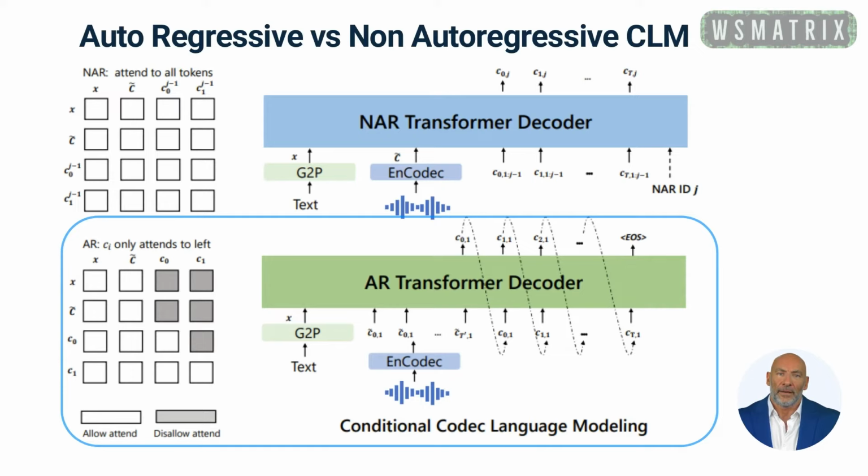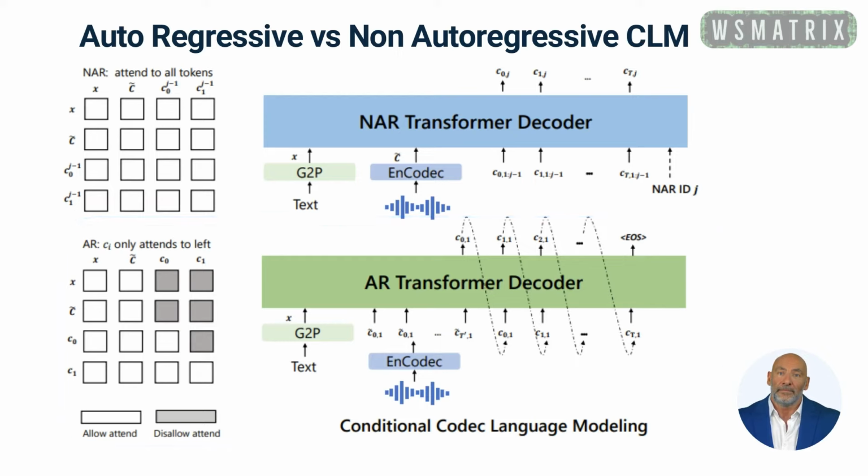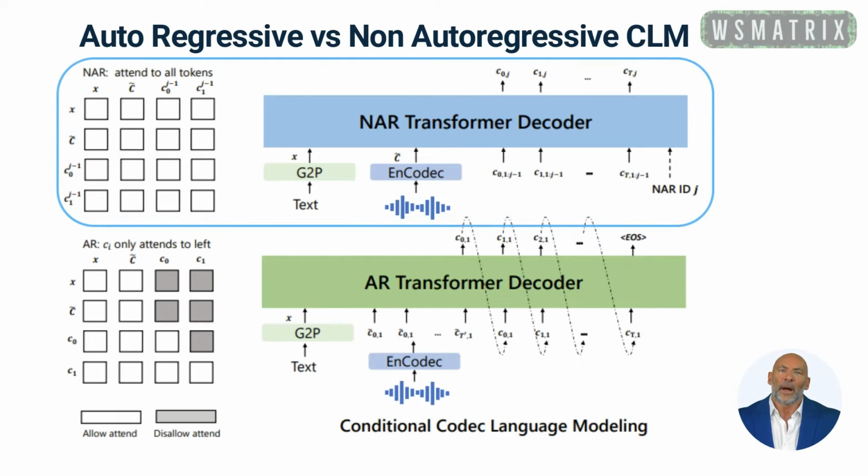During inference, given an enrolled recording, the phoneme sequence of the enrolled recording is concatenated with the phoneme sequence for synthesis. At the same time, the acoustic token sequence of the enrolled recording is used as the prefix in AR decoding. The non-autoregressive language model is used to generate tokens from the second to the last quantizers.